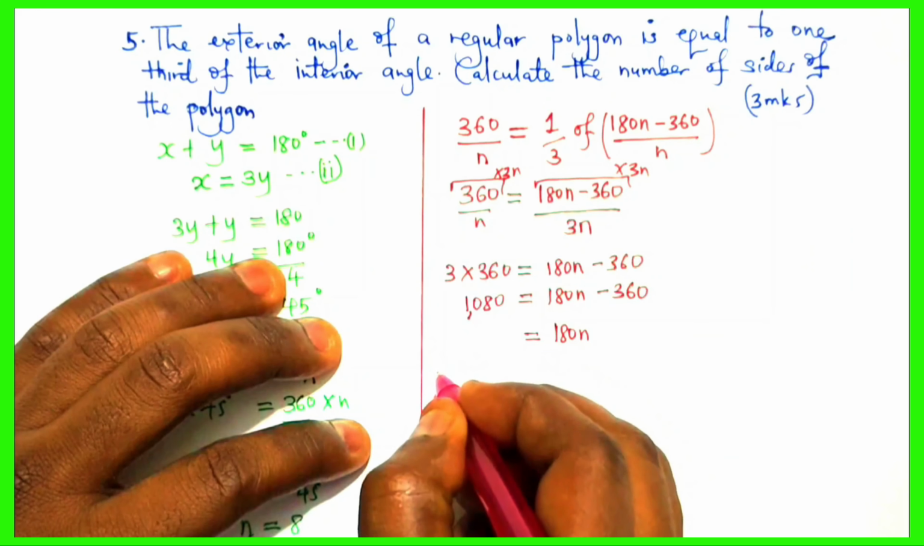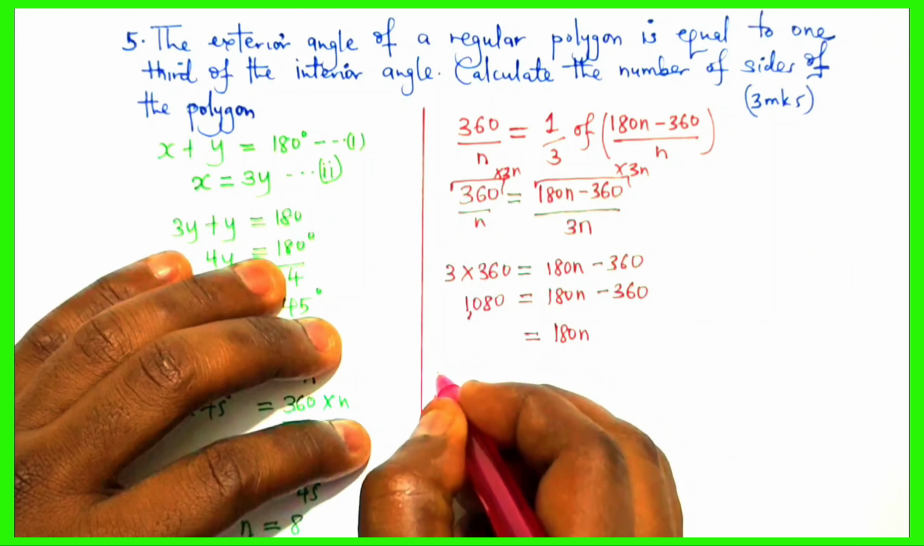Our next number, number 6, we are being told that in a regular polygon, the size of an interior angle is 20 degrees more than 3 times the size of its exterior angle. Find the number of sides of the polygon. 3 marks.